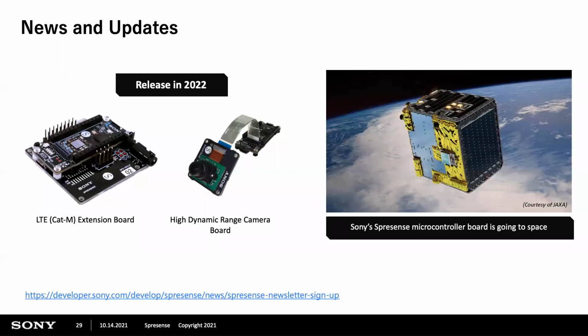Let's go to the last section of my presentation, which is the news and updates. The upcoming news is we have the LTE Cat-M extension board coming up, and we have an HDR camera board, which is going to be released hopefully early 2022. And the other exciting news is Spresense is going to space on November 7.